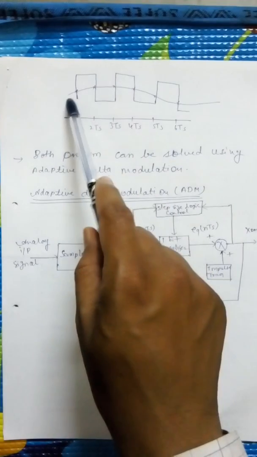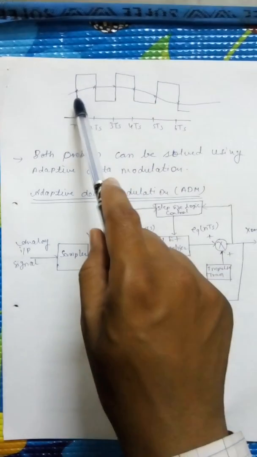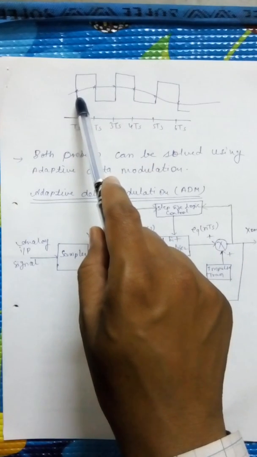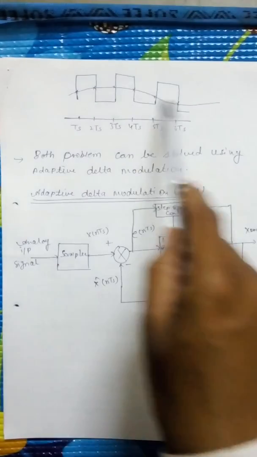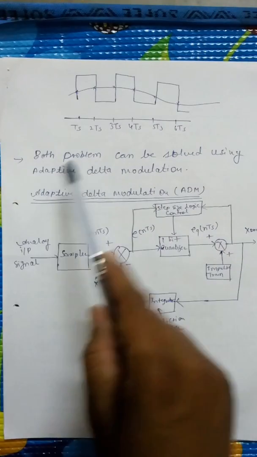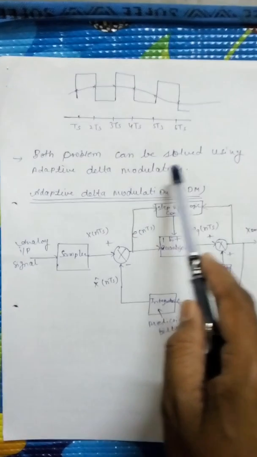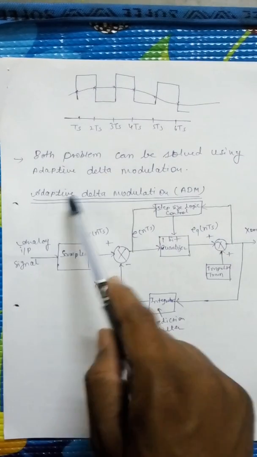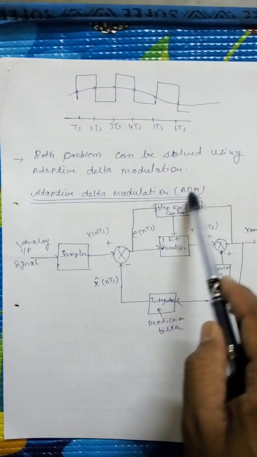In this graph, our message signal is a slow varying signal, and our approximated signal hunts over, above and below the signal. So both these problems can be solved using adaptive delta modulation. The next technique is adaptive delta modulation. In short, we call it ADM.